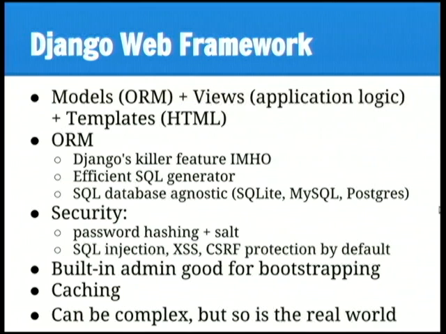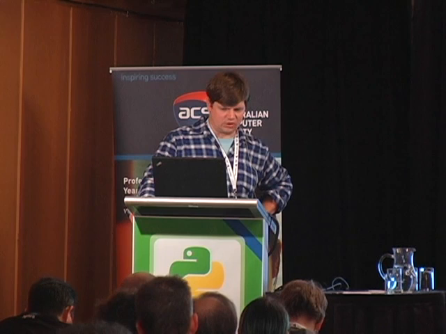So, a quick review of Django. Models, views, templates. The ORM, in my opinion, is Django's killer feature. The rest, templates and views, I think other packages handle fairly well. But the ORM is basically a SQL generator, and it's pretty darn efficient. There have been some nice improvements with Django 1.4 in particular, whereby you can pull in related objects automatically in a single query, so you're not having to do related queries in the background.